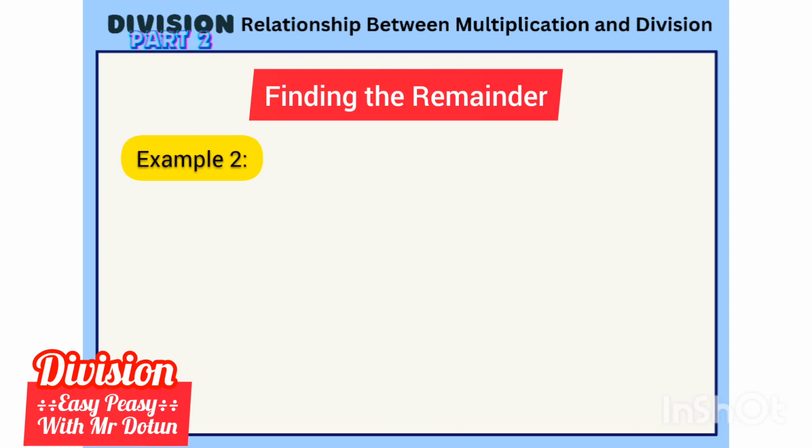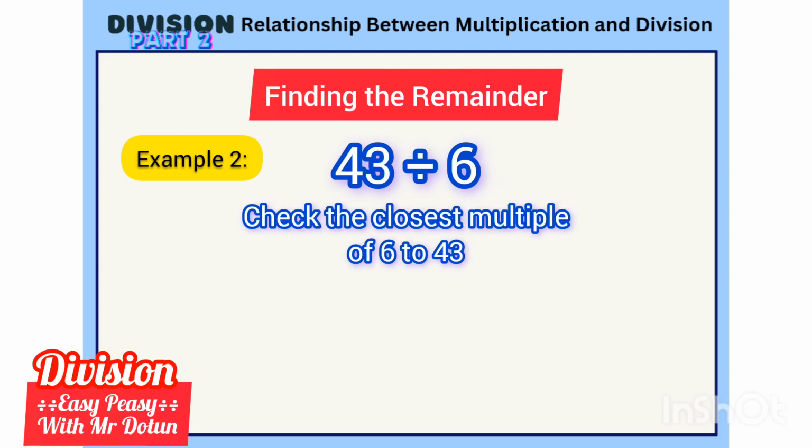Let's take one more example. Example 2: 43 divided by 6. The first thing we do is check the closest multiple of 6 to 43.